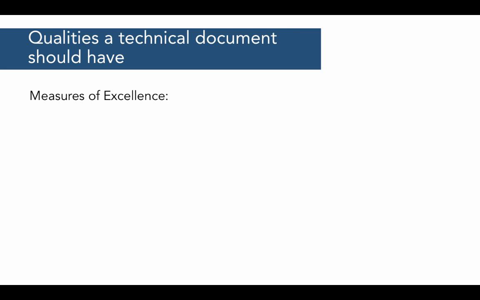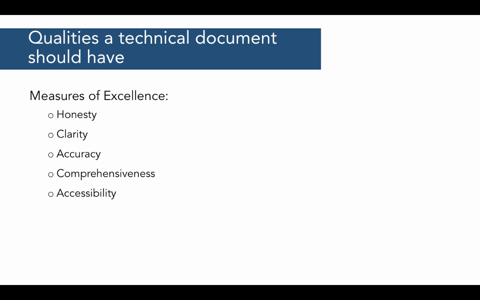Now, in addition to that, the qualities of a good technical document, or the measures of excellence, as the book calls them: it's going to be honest, it's going to be clear, and it's going to be accurate. It's going to be comprehensive in that it encompasses everything that the reader needs to know about the particular subject. It's going to be accessible to those who use things like text to speech. And then it's also going to be concise.